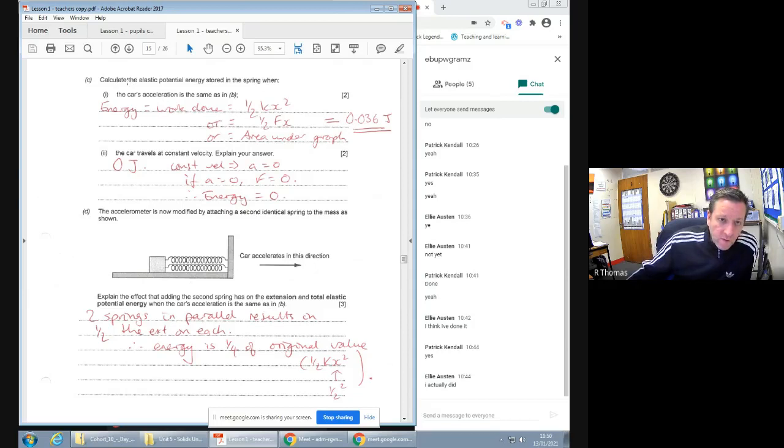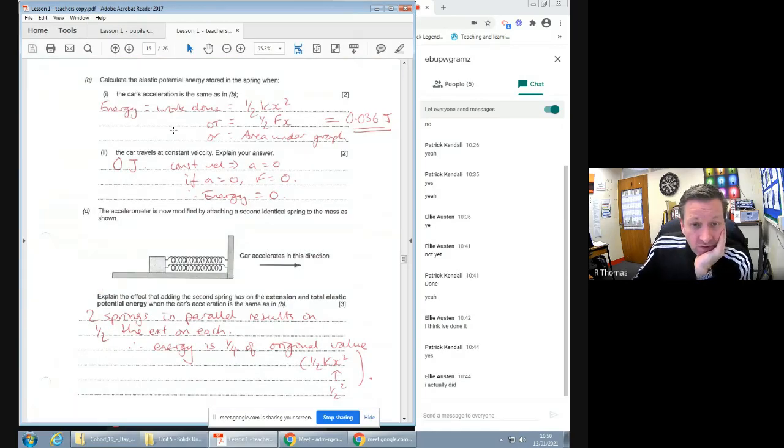All right, calculate the energy when the car travels at a constant velocity. Well, the answer is 0 joules. There's no energy in the spring if it's traveling at a constant velocity, because at a constant velocity, acceleration is 0. And then thinking of F equals ma, if a is 0, F must be 0. And as the energy stored is a half times F times x, if F is 0, there is no energy stored. So that's how you got the 2 marks there.